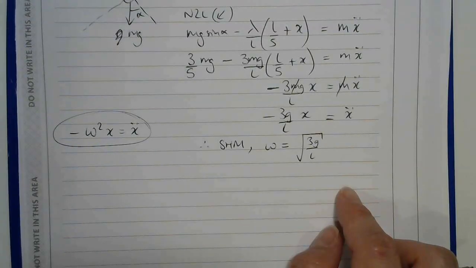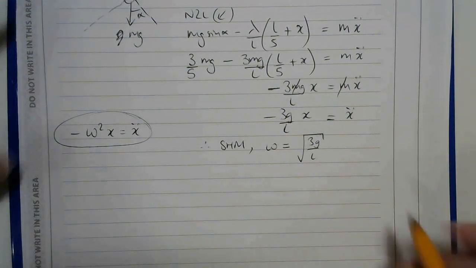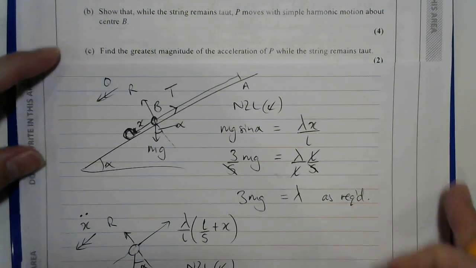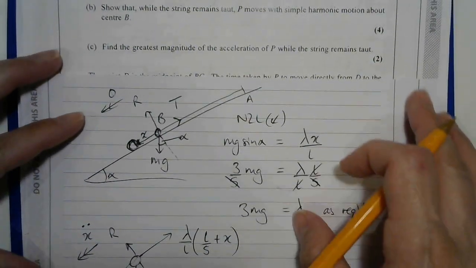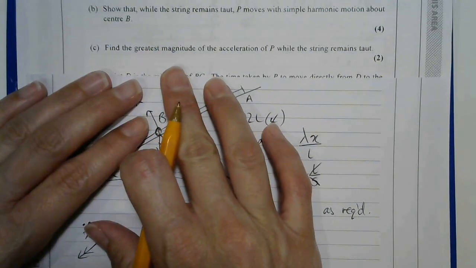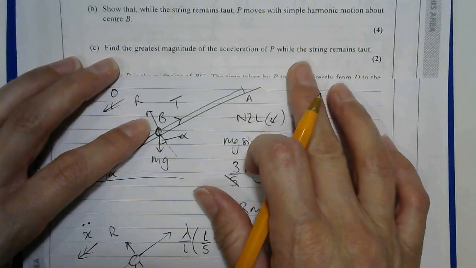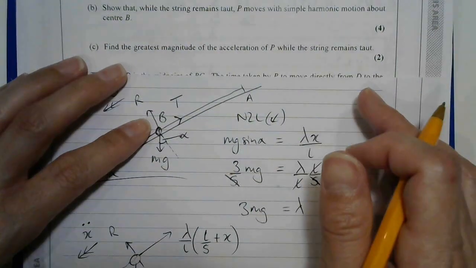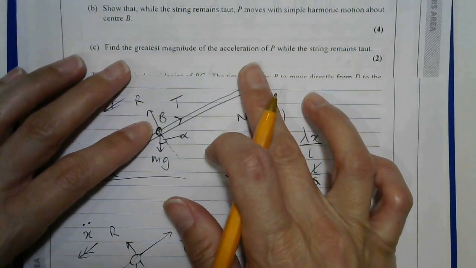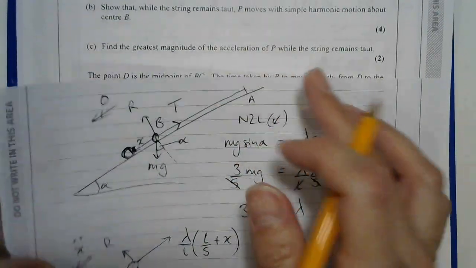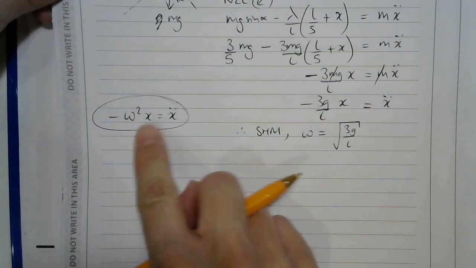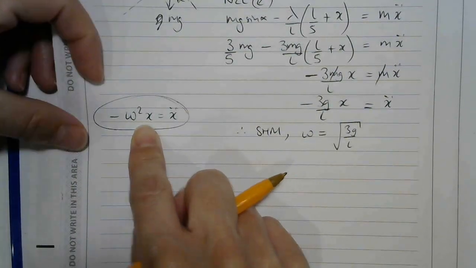So now the next part of the question, C, says find the greatest magnitude of the acceleration of P while the string remains taut. So the greatest acceleration occurs when x is as big as possible, because the acceleration will be as big as possible when x is as big as possible.